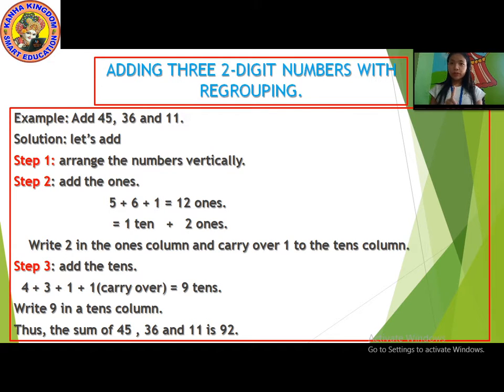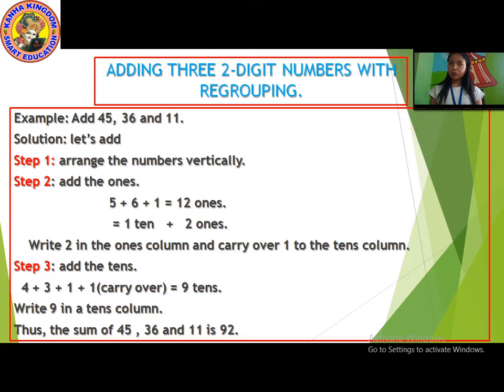So 4 plus 3 plus 1 plus 1. While adding 4 with 3, we get 7, and 7 plus 1 is 8, and 8 plus 1 is 9. So while adding the tens, we got 9 tens. So write 9 in the tens column.